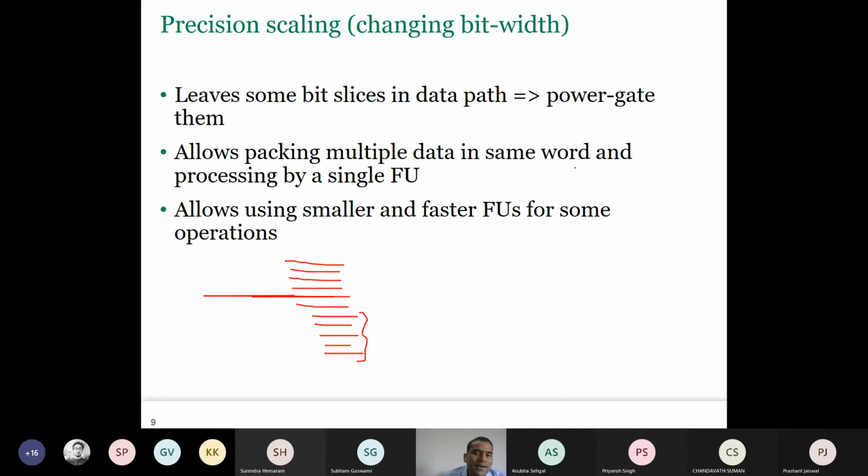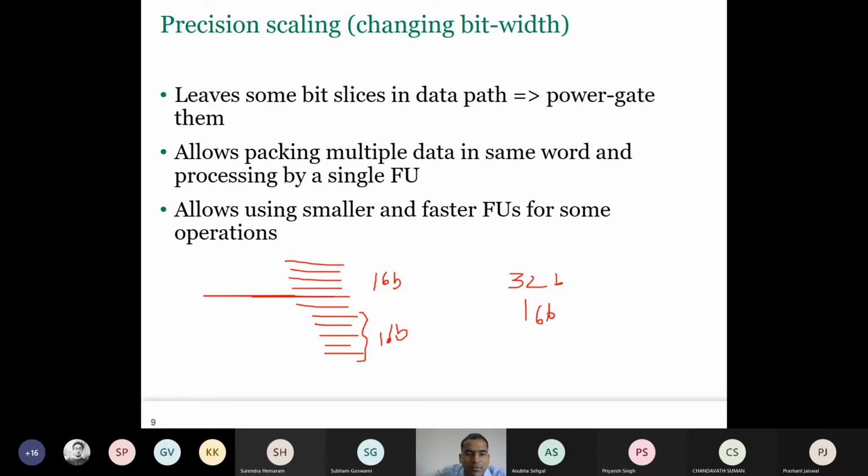Or I can pack multiple data in the same word. That means in the same word, I can pack two 16-bit data, for example here 16-bit and here 16-bit, and I can simultaneously process them. Or if I don't want to pack two, then instead of a 32-bit multiplier, I can just work with a 16-bit multiplier. And as you can expect, a 16-bit multiplier will be smaller, faster, and more energy efficient. So if my data width is reduced and I can tolerate whatever precision loss happens, then I can make my circuit very, very efficient.